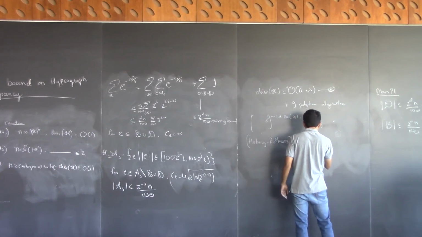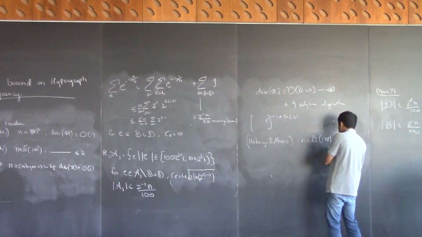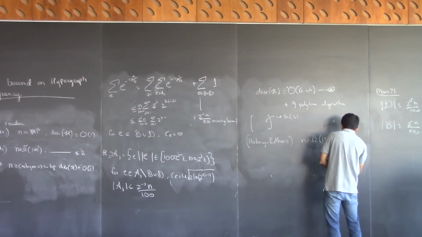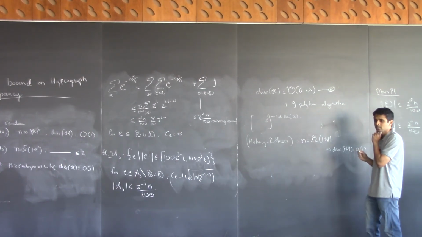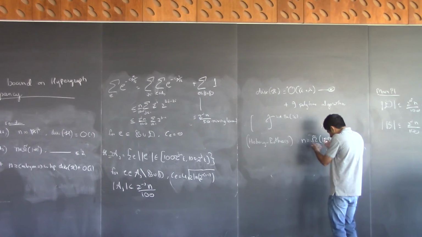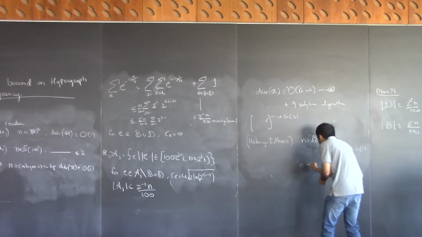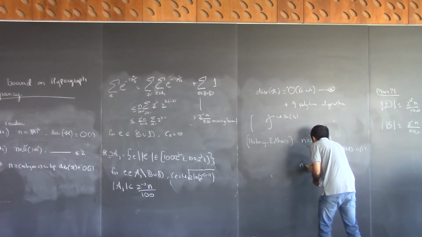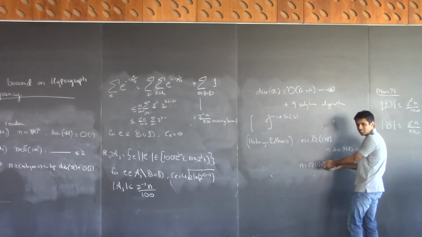N square, it's not cube anymore, means the discrepancy of H is order 1. So they ask an open question, which was inspired by an open question here. Suppose n is omega of h log n. Let's say, I'm thinking of both of them on the same polynomial scale.